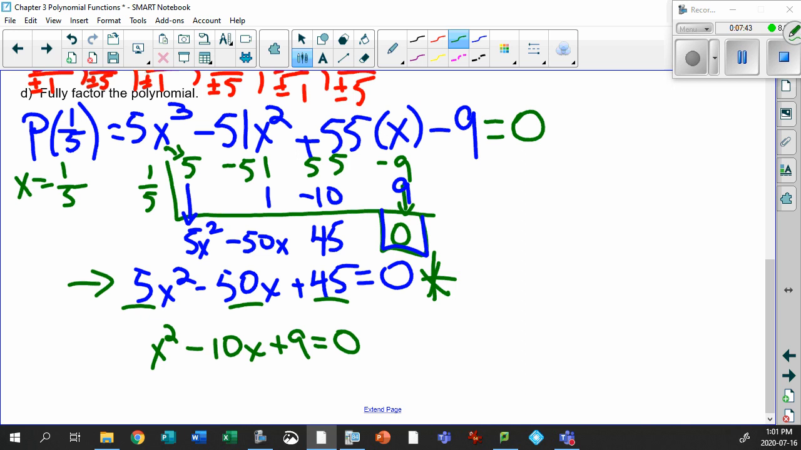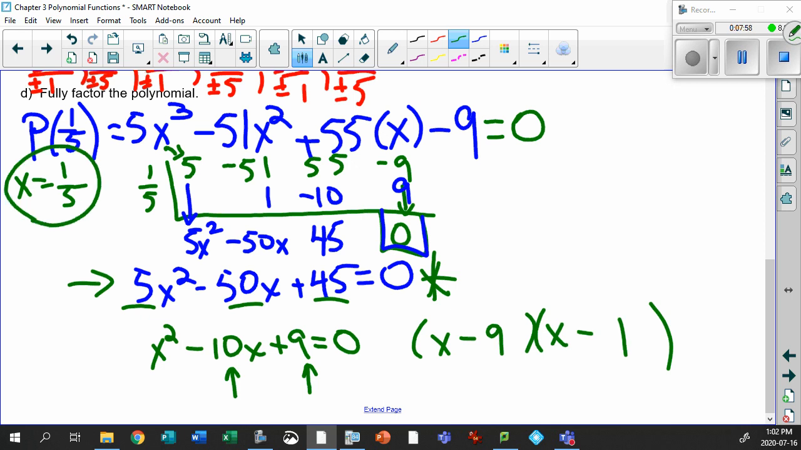And then check this out. You can easily do this factoring in your head. PSA it. A product of 9, a sum of minus 10. So this is going to be x minus 9, x minus 1. Along with this factor here, we haven't put it into integral form yet. Ah, man, what a pain.